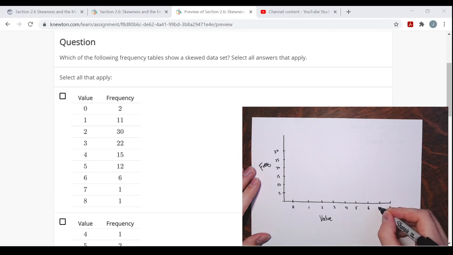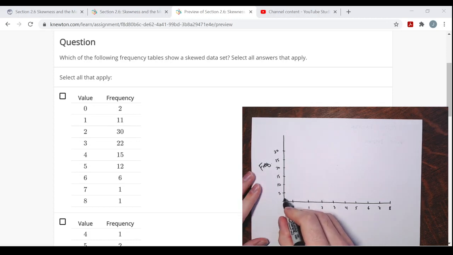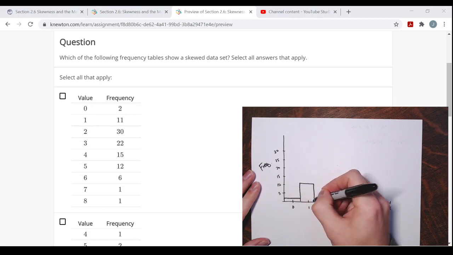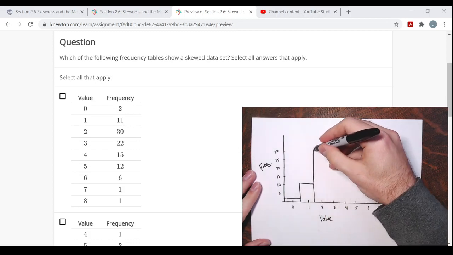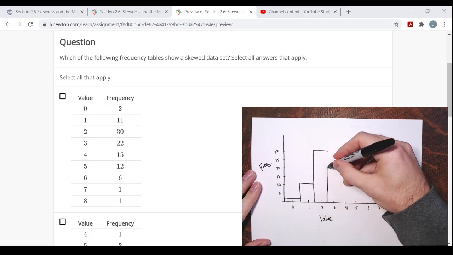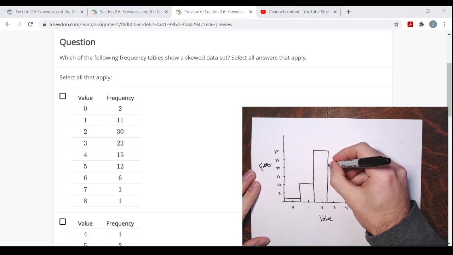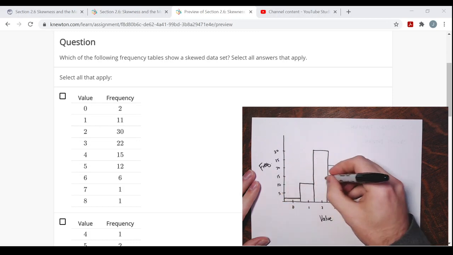Right. So then I'm making bars. The value of 0 has a frequency of 2. There's that bar, and then the value of 1 has a frequency of 11. So just above 10 there. And the value of 2 has a frequency of 30, or 32, right? And then there are 22 3s. And there are 15 4s.